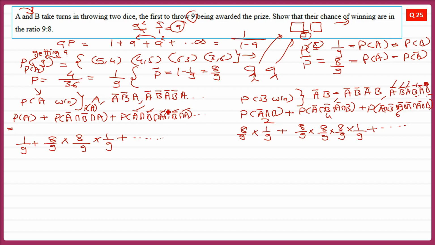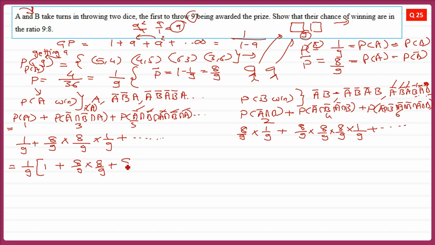So if you closely watch, PA is 1, these are 3, 5. So all the odd ones, A wins, and all the even ones, B wins. So 1 by 9 I'm taking outside. When I take 1 by 9 outside, 1 will be remaining in the first term, 8 by 9 into 8 by 9 in the second term.